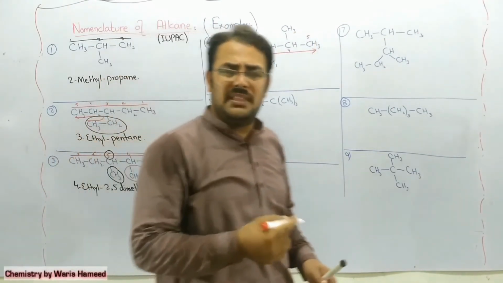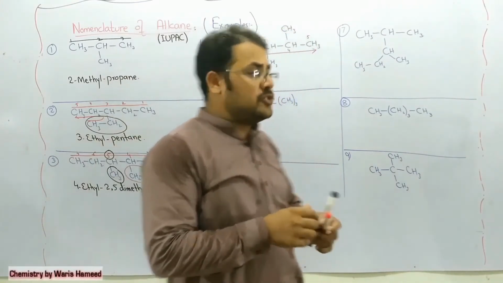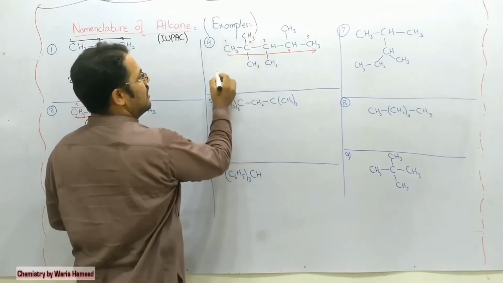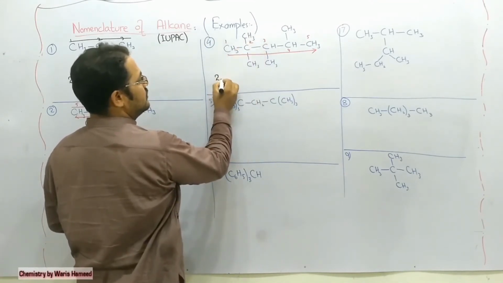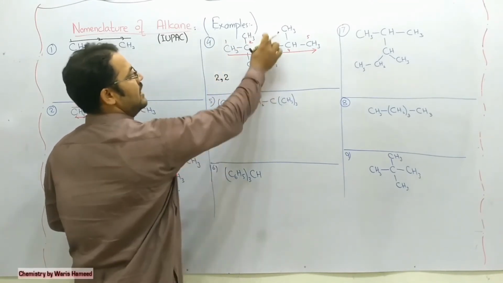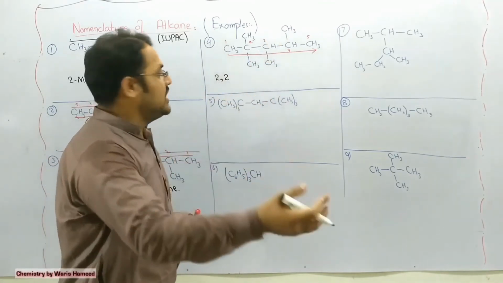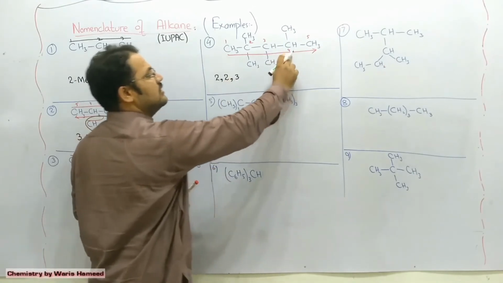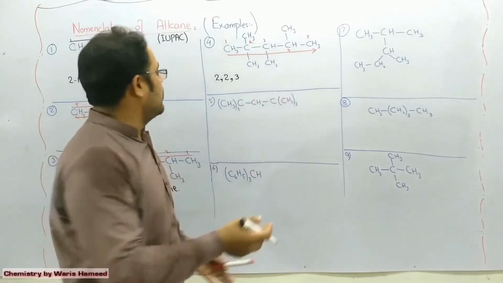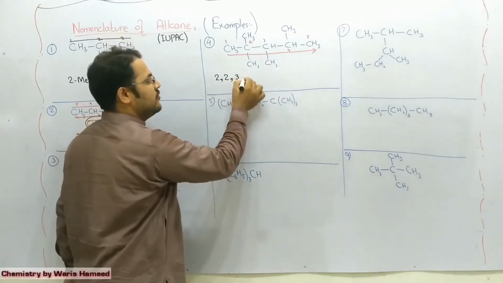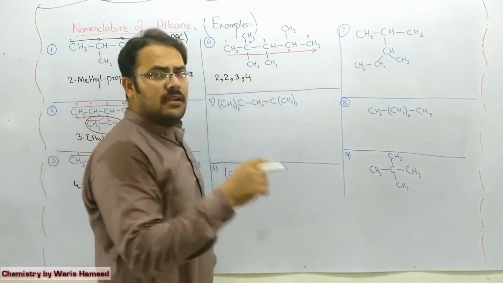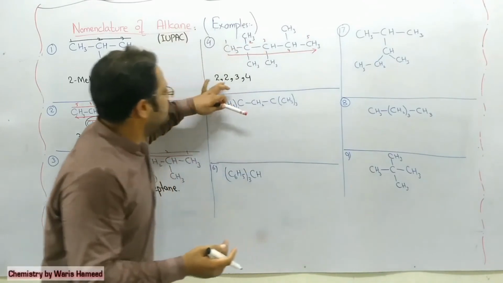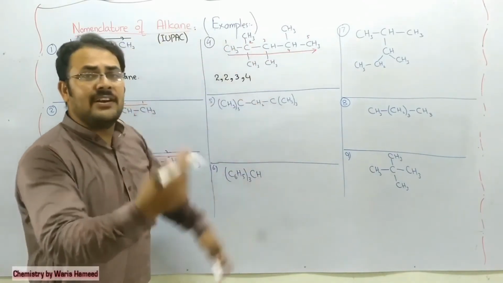And all substituents are methyl groups. So mention the positions of all methyl groups. Two methyl groups are present on carbon 2, so mention both as 2, 2. One methyl group is present on carbon 3, so 2, 2, 3. And the fourth methyl group is present on carbon 4, so 2, 2, 3, 4. How many methyl groups are there? There are 4 methyl groups, so it will be 2, 2, 3, 4.